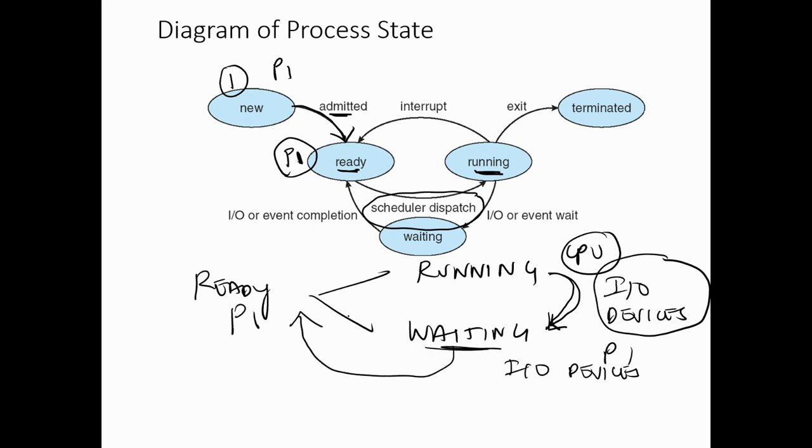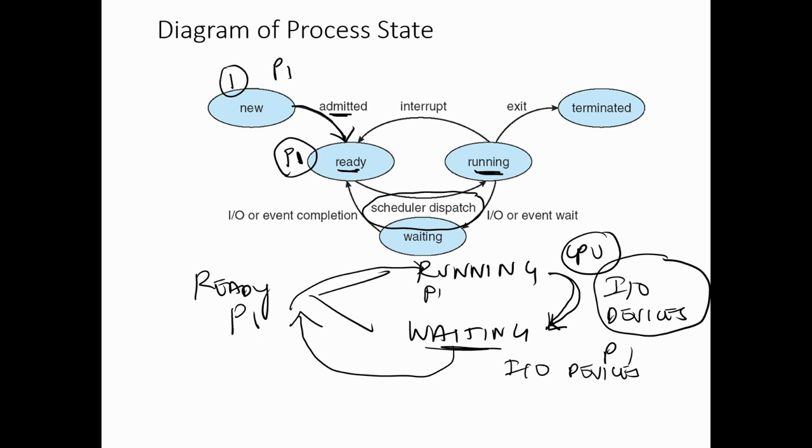Now after the IO device has been attached or the event has been completed, from the waiting state, the process P1 goes to the ready state. Why? Because we can't allocate the CPU until the allocation of IO devices for process P1 has been completed, right? The processor can execute other processes like P2, P3 in the meantime. Then after the CPU is free, P1 gets executed. Am I right or wrong?